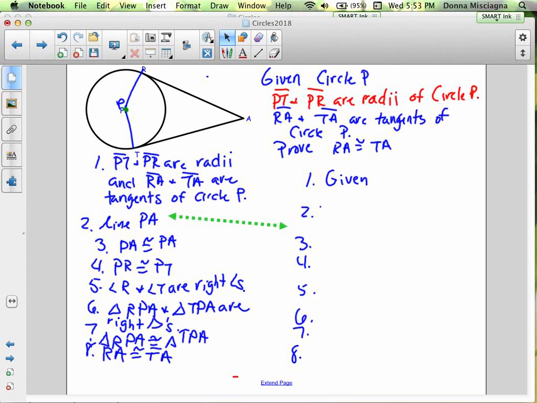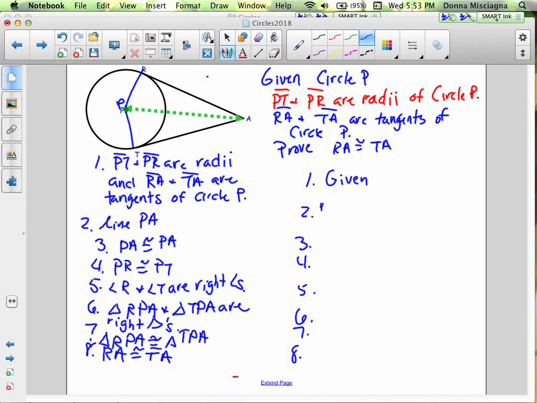Line PA. Well, anytime I have two points, I am free to connect those with a line. So we have connected the two points with a line, creating segment PA. So why do we have line PA there? Well, it's because any two points can be connected by a line. And that was something we learned at the very beginning of the year. And that line is going to be important to us. And actually, we're just dealing with the line segment because it's going to stop at P and A. We don't care about anything beyond that.